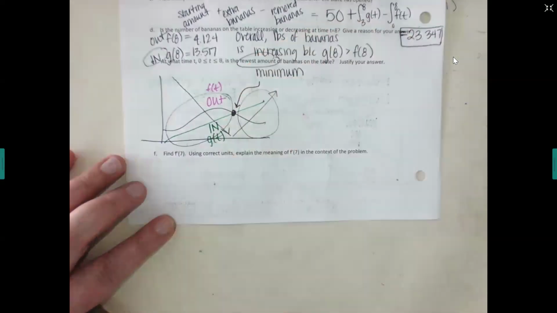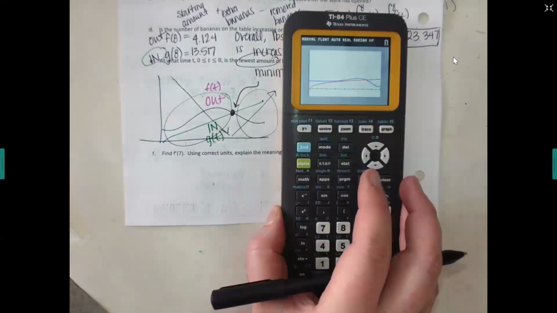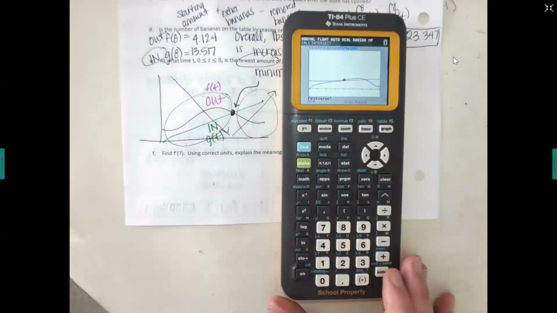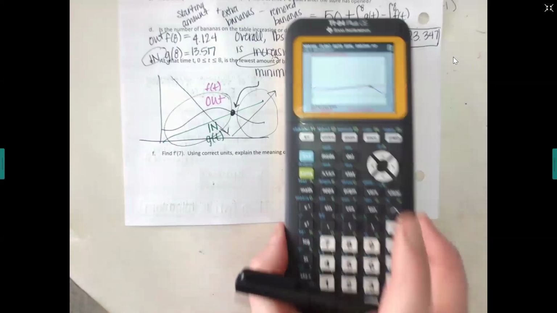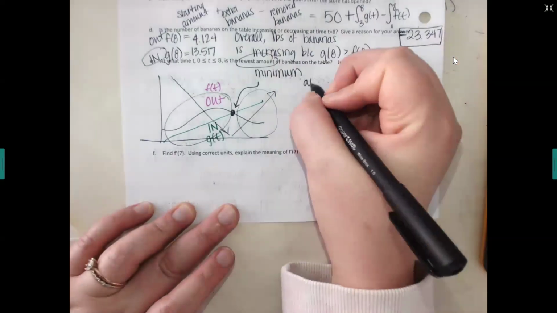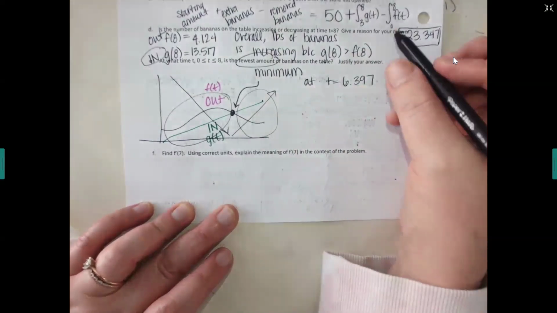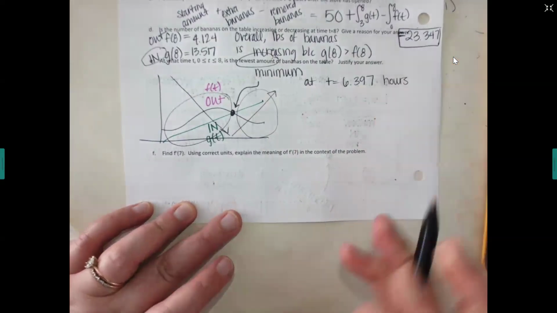Right there. You should know how to find that number. Second trace. Okay, and then we want the intersection, which is option 5. If you only have one intersection, you don't have to move closer to any specific number. You just push enter, go kind of slow because the calculators are old. So enter, enter, enter. And you should get 6.397. And then this would be measured in hours.